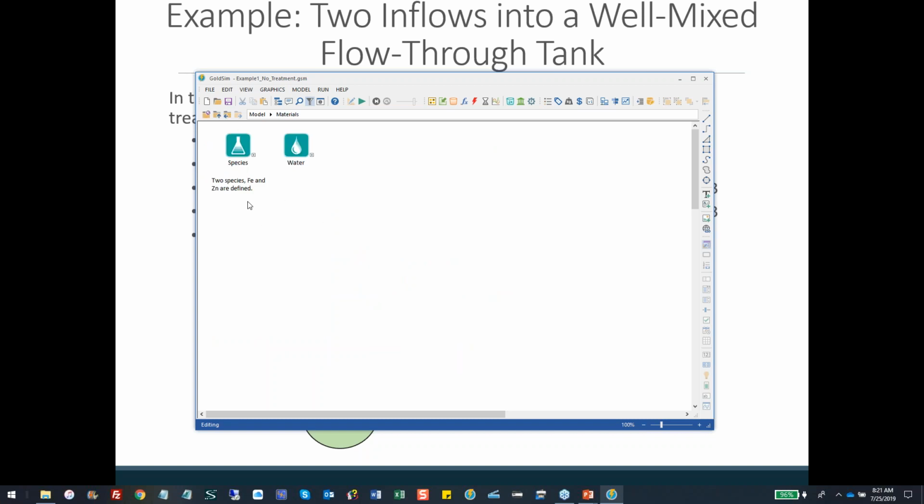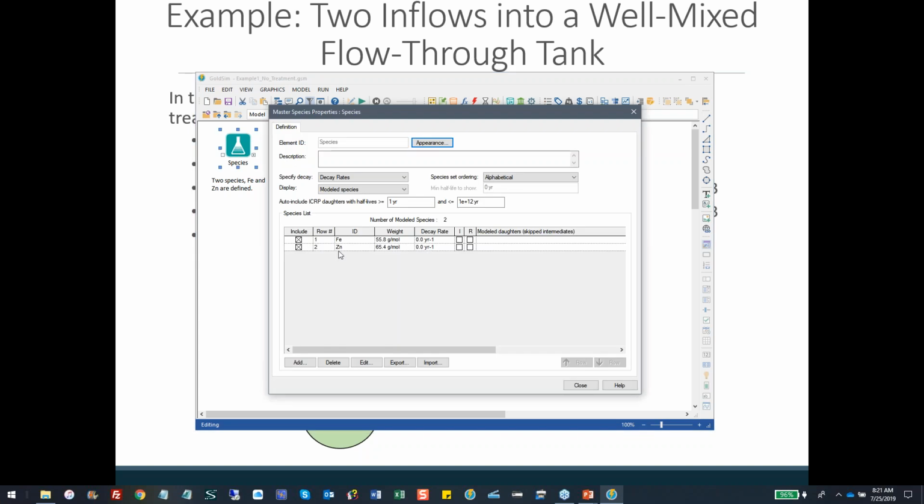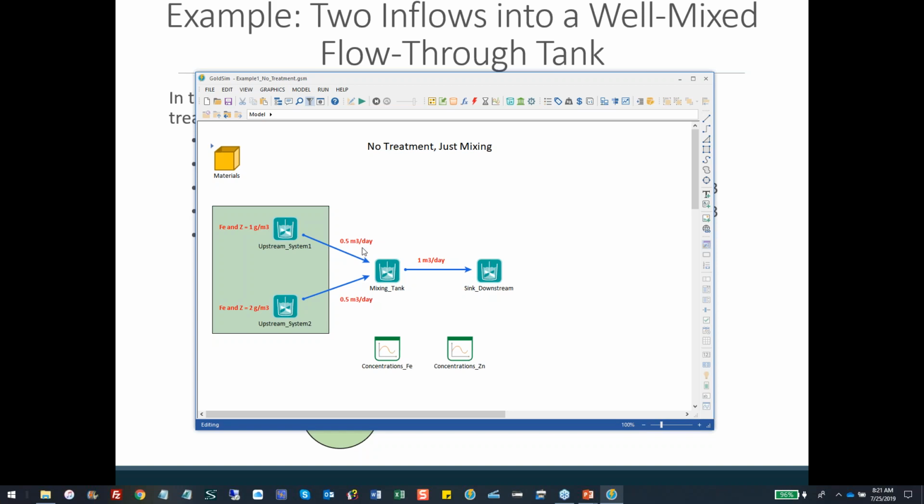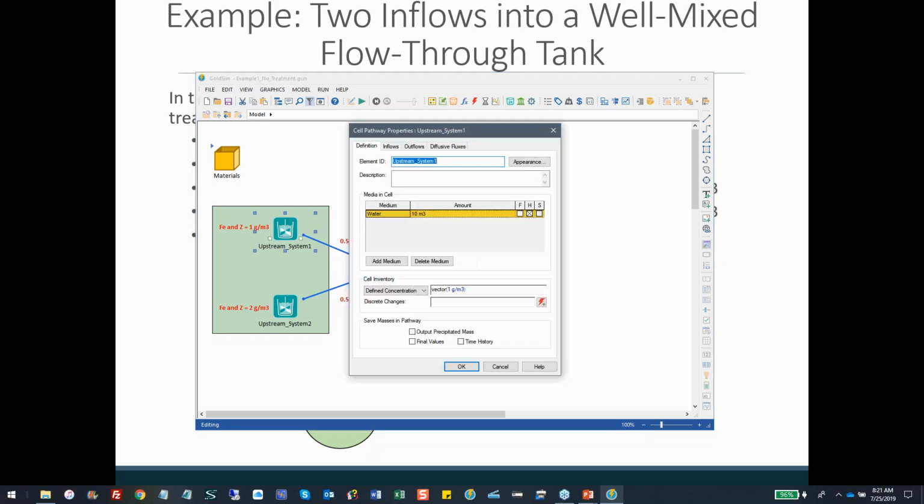So here's our species, and I've just defined these two species in GoldSim. I haven't said anything about their oxidation state or anything. I've just said I have these two species, iron and zinc. That's all we're going to talk about right now. And I have water in my system. My upstream mixing cell just contains some water, and I can actually specify a concentration.